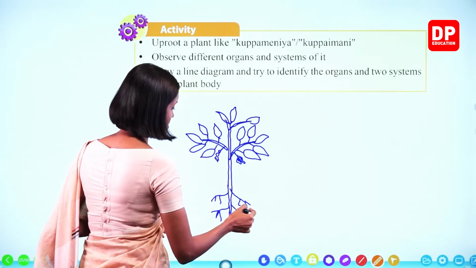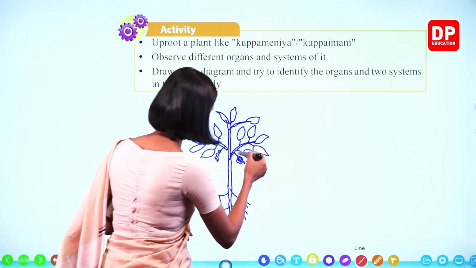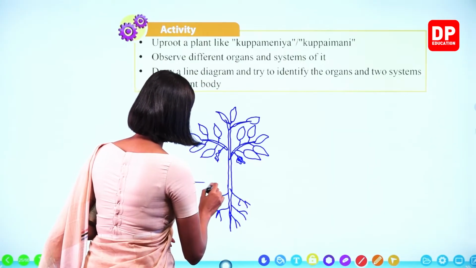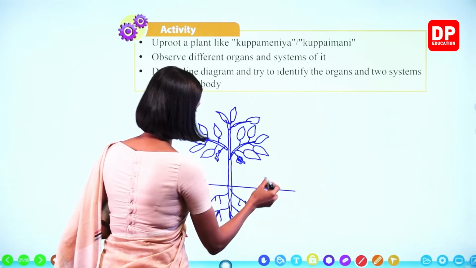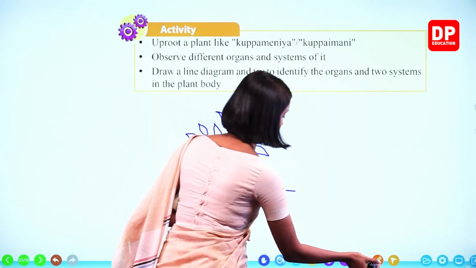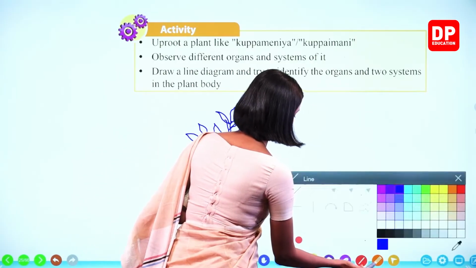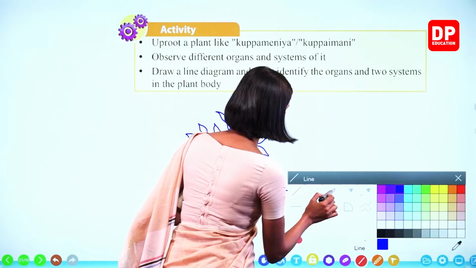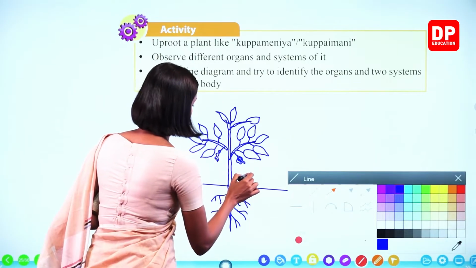Right. Let's label this diagram, children. We'll consider this the underground part, and this the part above the ground. Okay, we'll label this diagram. It's very easy to do this now.